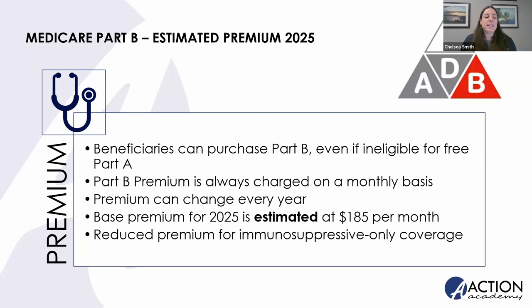This has nothing to do with paying into FICA for Part B, so don't worry about your tax stuff. It's not like Part A. And there are reduced premiums for immunosuppressive drug coverage. That's a little new, not brand new, but there are different rates for immunosuppressive-only coverage that can be carved out, and you can have that coverage for someone who might need that. And there's a lowered premium for that. It was $103 in 2024, but we don't know what it is for 2025 quite yet.